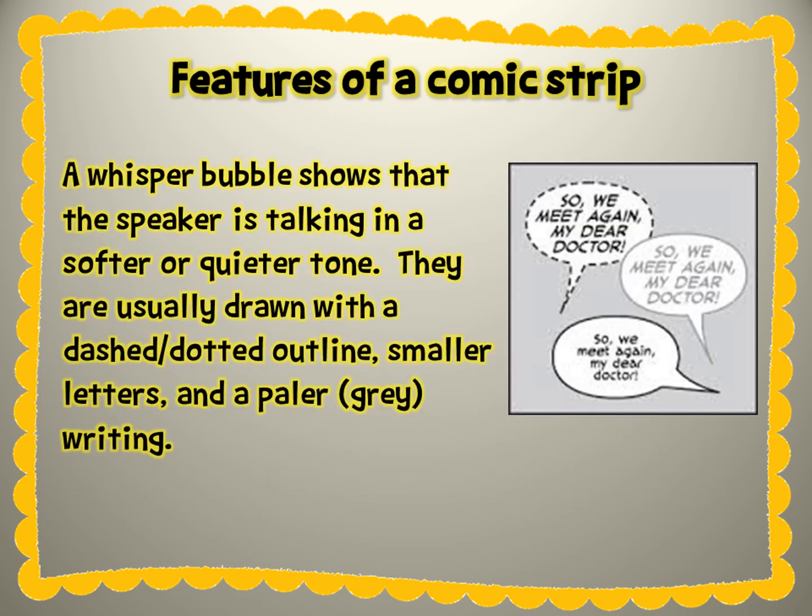Excellent. A whisper bubble shows that the speaker is talking in a softer or quieter tone. They are usually drawn with a dashed or dotted outline, smaller letters, and a paler grey writing. As you can see over here, where my arrow is pointing towards, this is called a whisper bubble. My turn, whisper bubble. Your turn, whisper bubble. To indicate that the speaker is speaking in a softer or quieter tone. It could either be dotted lines or the words can be very pale. So there's a lot of visuals going on in comic strips.